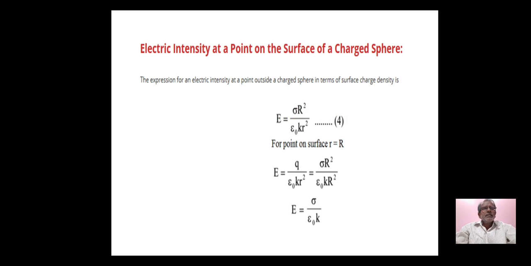Now, electric intensity at a point on the surface of the charged sphere. In this case, since the point is lying on the surface of the charged sphere, we can put small r equal to capital R, where capital R is radius of the sphere, and q can be put equal to sigma into r square. So E is equal to sigma r square by epsilon naught k r square, and putting small r equal to capital R, we get E equal to sigma by epsilon naught k.